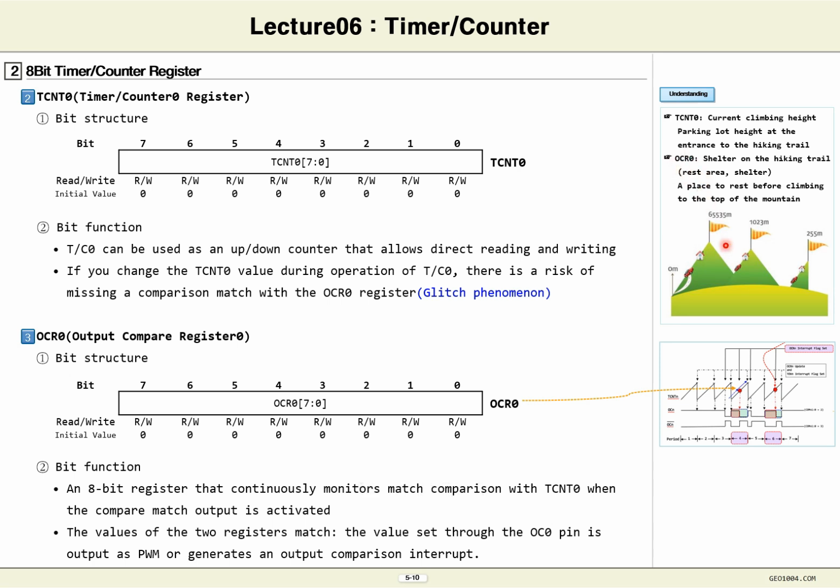Next, OCR0 is a rest area or shelter that may appear during the hiking. So, this rest area will play a role in generating a PWM waveform based on consistency with the TCNT0 value. So, it is a place to take a break during the hiking, you can understand it this way. In the next video, you will have the opportunity to understand the meaning of TCNT and OCR values in more detail by actually calculating the period.